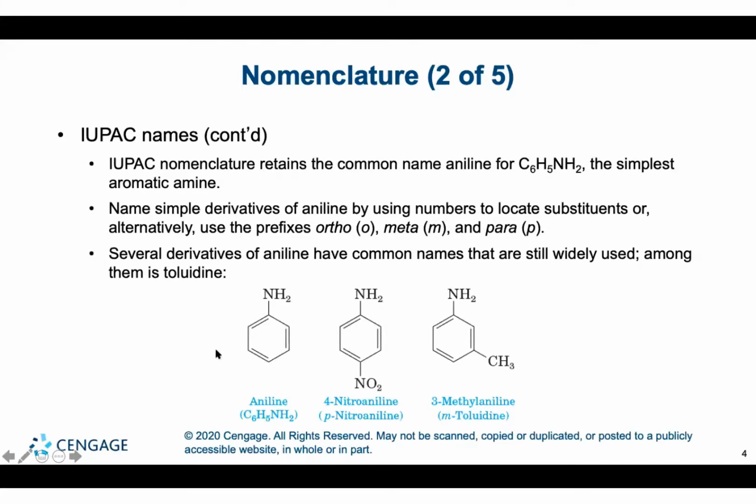This is kind of the same as what we talked about in aromatics. So that's aniline. Here we have 4-nitroaniline or para-nitroaniline. Here is 3-methyl or meta-toluidine.